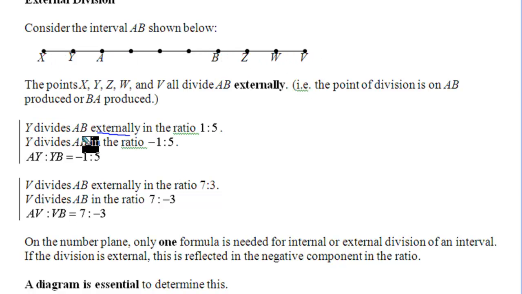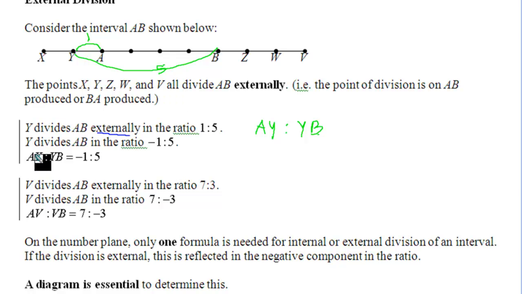If Y divides AB externally in the ratio of 1 to 5, what we're saying is that AY is in a ratio to YB. The ratio of AY is 1, but the ratio of YB would be 5. So if AY is 1 and BY is 5, that means there must be 4 parts between A and B, because you've got to do it in a ratio of 1 to 5.